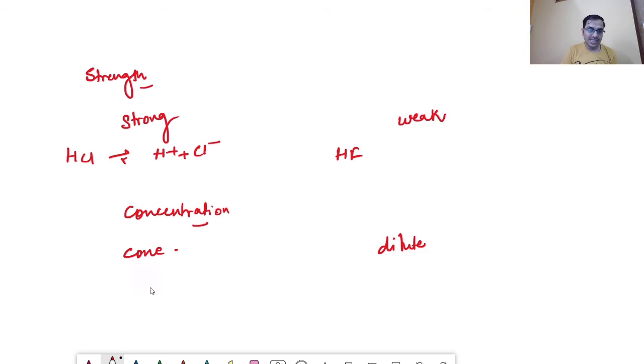Suppose I have an example of concentrated HCl and a dilute HCl. In the concentrated case, the amount of HCl is more than the water, that is the solvent, and in the dilute case the amount of water is more than the amount of HCl.